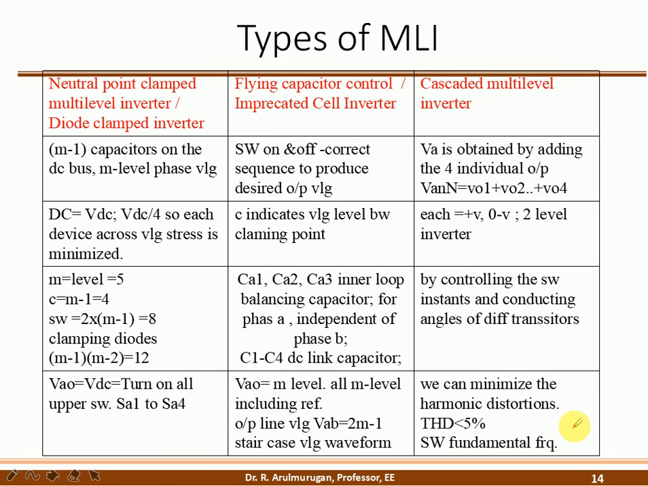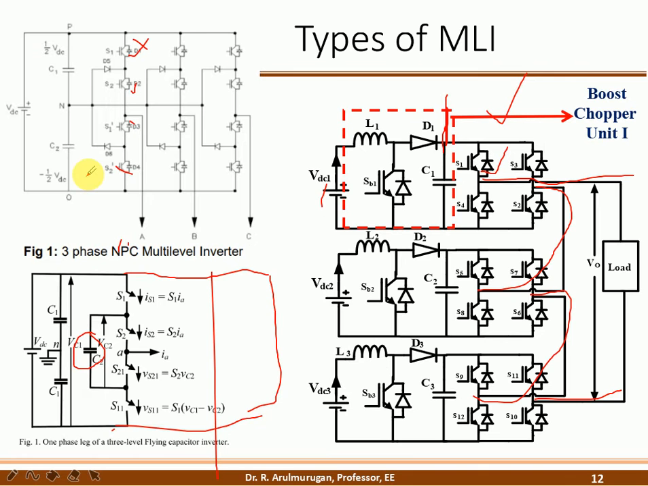A few more points are given for the diode clamped inverter. It needs M minus 1 capacitors on the DC bus, where M is the number of levels. For example, a 5-level multi-level inverter means 5 minus 1, which is 4. So 4 capacitors need to be connected across the DC bus: 2 at this point and 2 at this point, with the center as the neutral point.